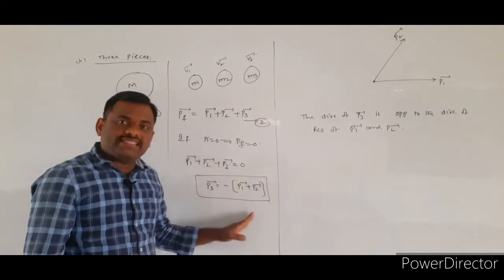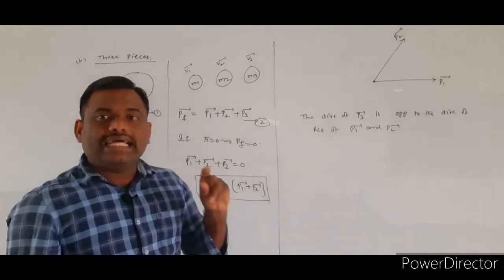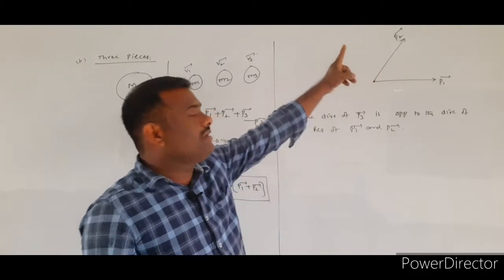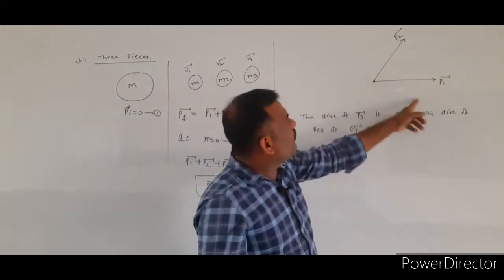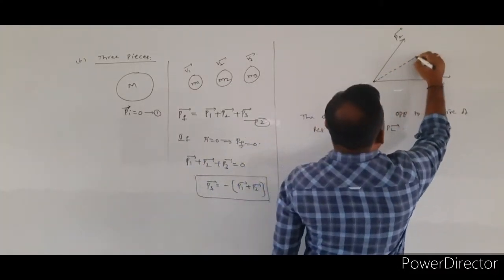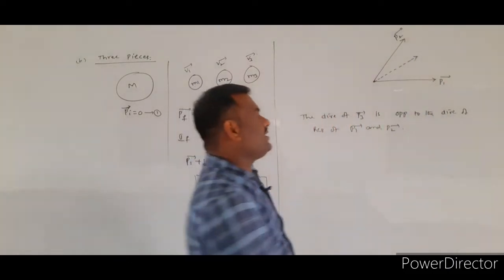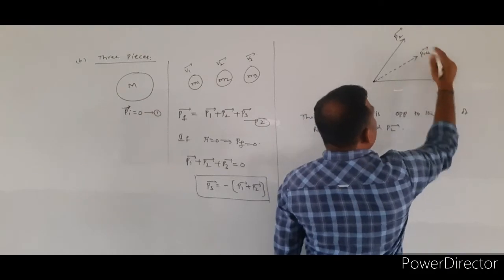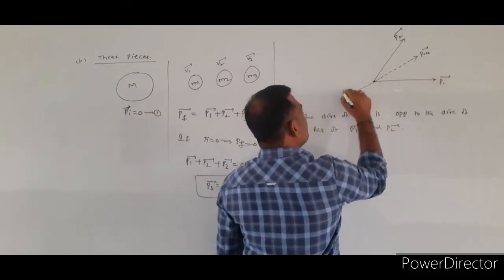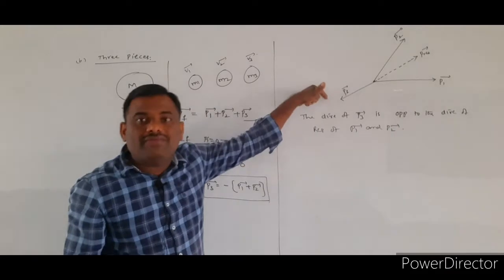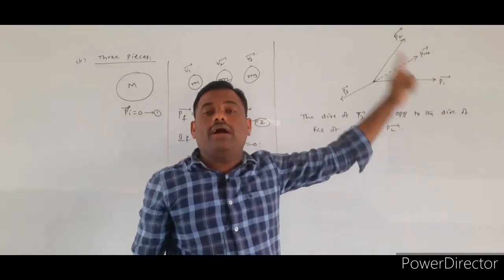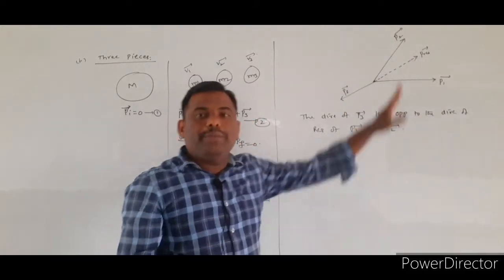P3 bar is equal to minus of P1 bar plus P2 bar means the direction of the third piece will be opposite to the resultant of P1 bar, P2 bar respectively. Whenever two vectors act at a given angle, the resultant always lies in between those two vectors. If this dotted line represents the resultant of P1 bar, P2 bar, then P3 bar will be in this particular direction, which is opposite to the resultant of P1 bar, P2 bar respectively.